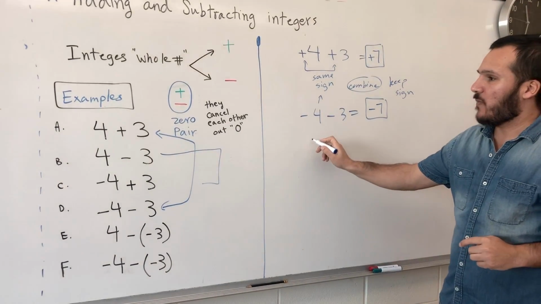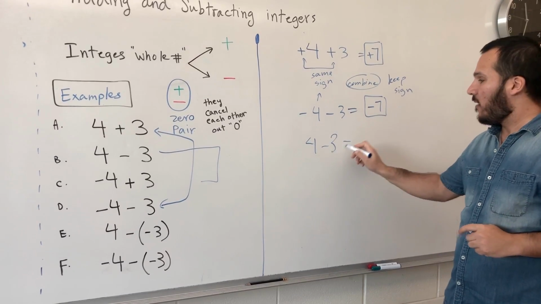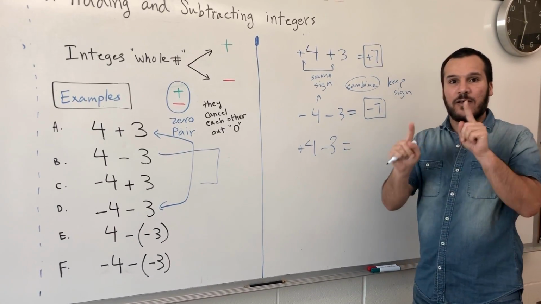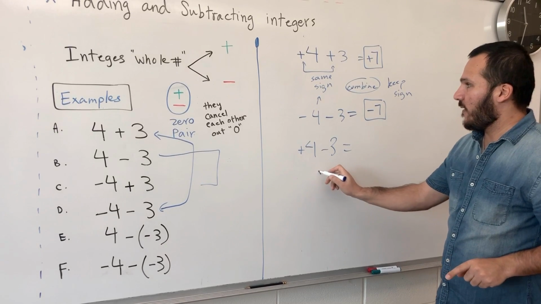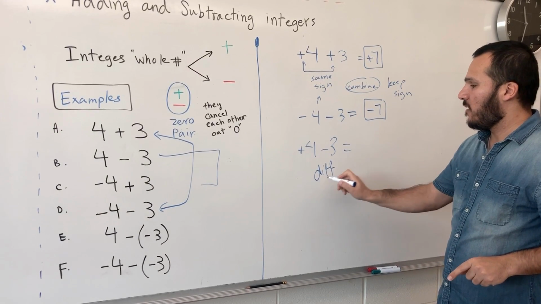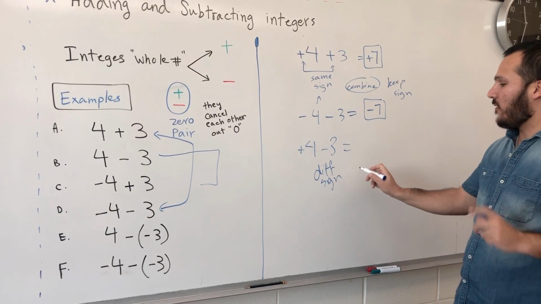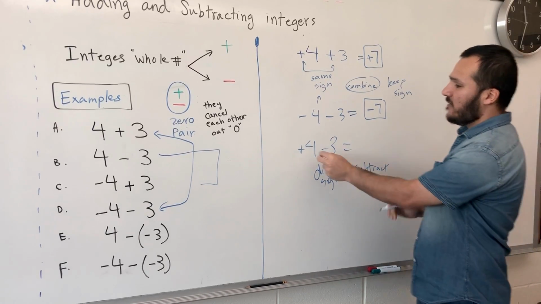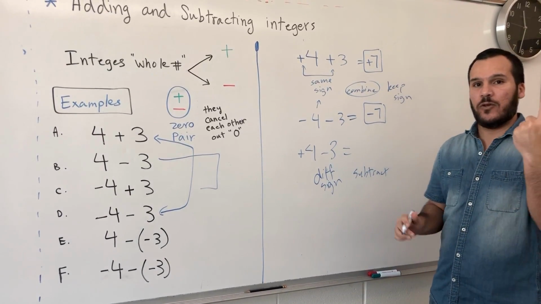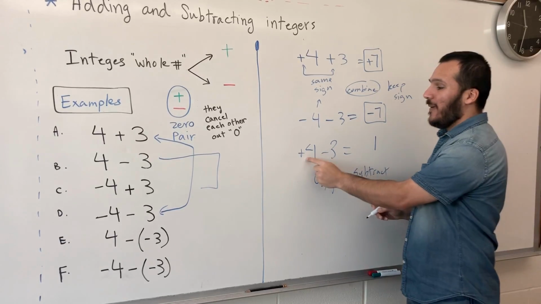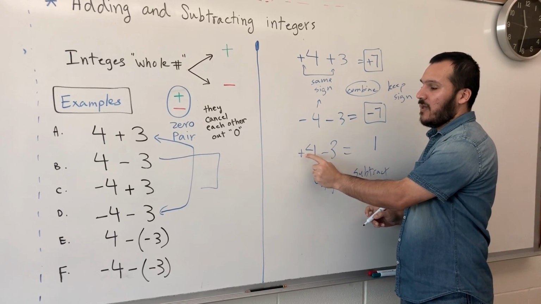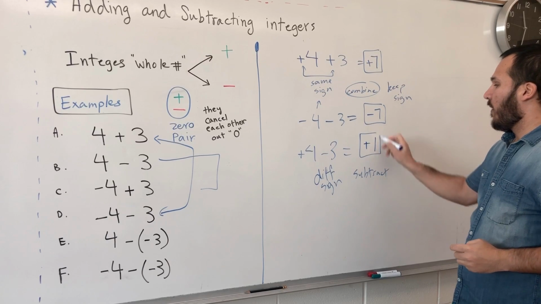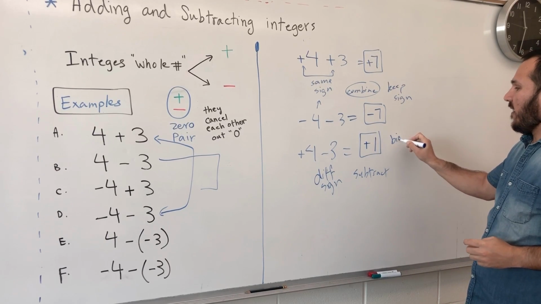Now in the next case, we have question B and C. You notice if I write 4 minus 3, the 4 is positive and the 3 is negative. That means they're different. So if they're different signs, you're going to subtract. Instead of combining, you're going to subtract the numbers. You're going to forget about the signs, subtract 4 and 3, you'd have 1. But the big number, in this case, is the 4, it's positive. So the answer is positive 1. So the big number sign stays.